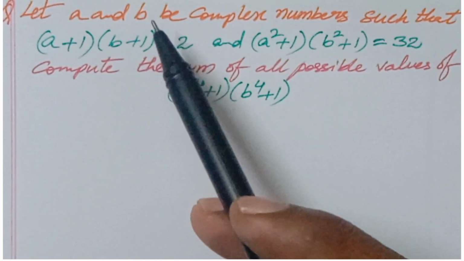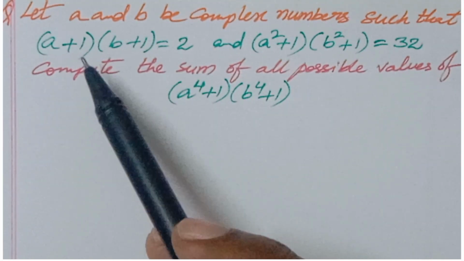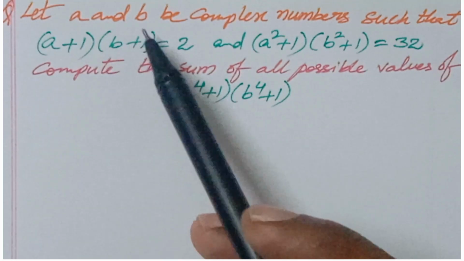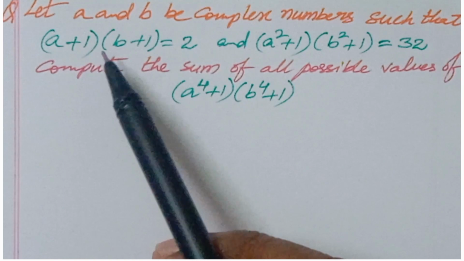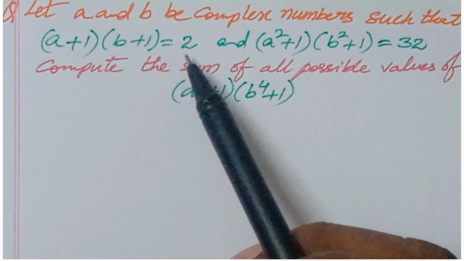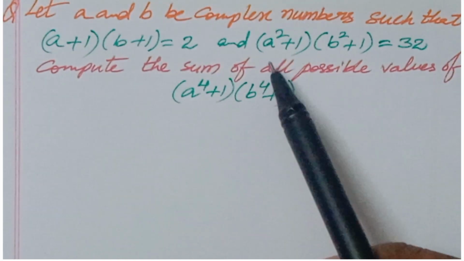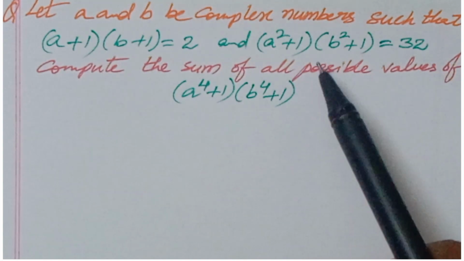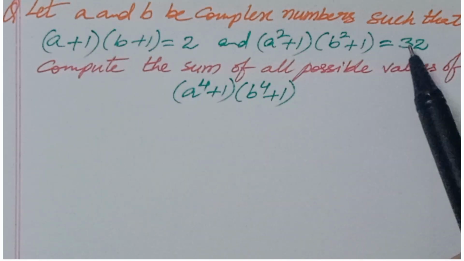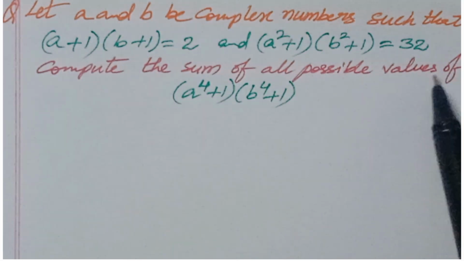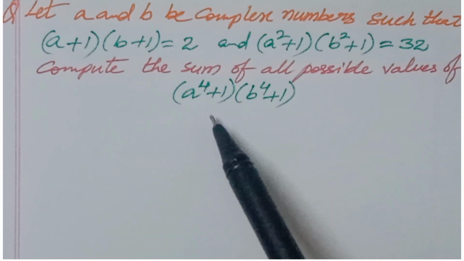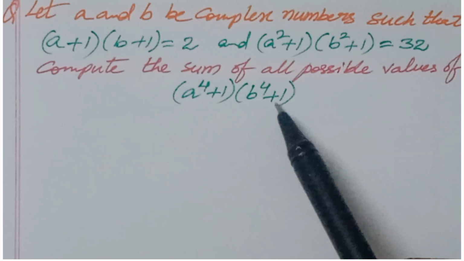We will be looking at a math Olympiad problem. The question is: let a and b be complex numbers such that (a plus 1)(b plus 1) is equal to 2 and (a square plus 1)(b square plus 1) is equal to 32. Compute the sum of all possible values of (a to the power of 4 plus 1)(b to the power of 4 plus 1).